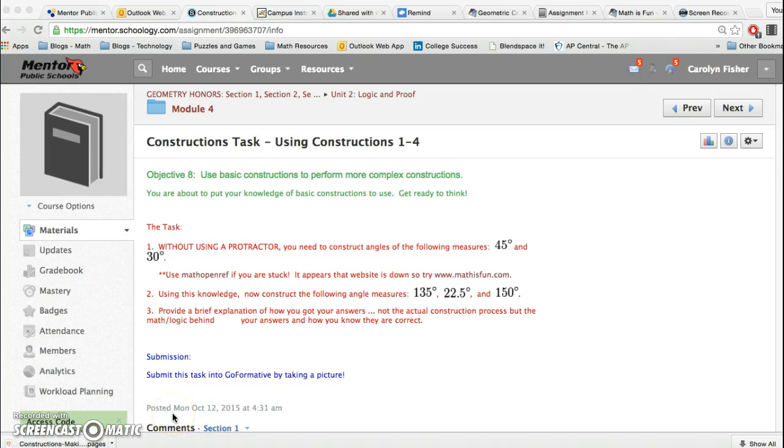Okay, this construction task, I'm in Module 4. This construction task is a little bit different than the other ones you've been asked to do because I'm not giving you anything. And you need to construct actually 5 different angles for me. Okay, so you're going to have to think a little bit creatively about what angles do you know how to construct. Given nothing, what do you know how to construct?